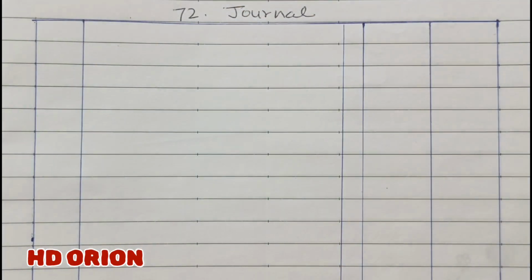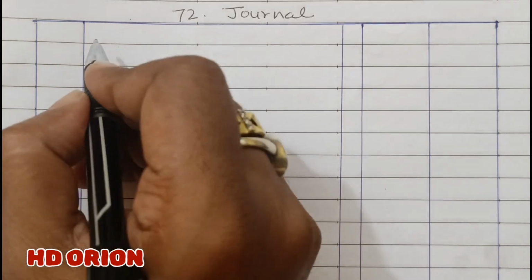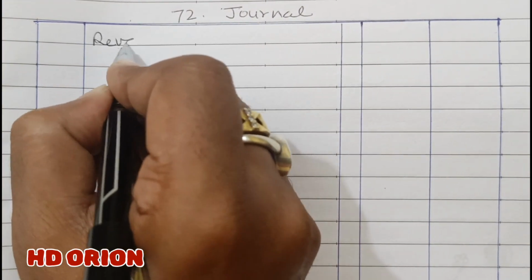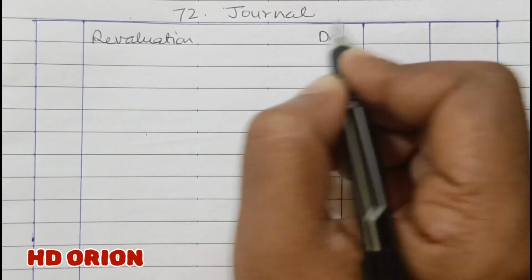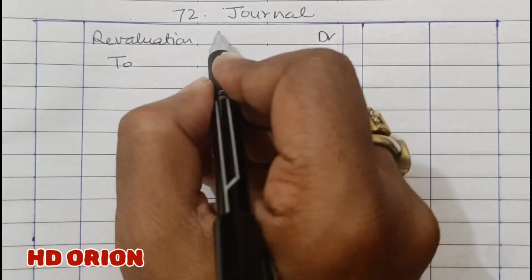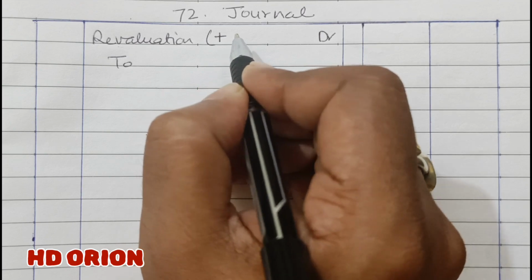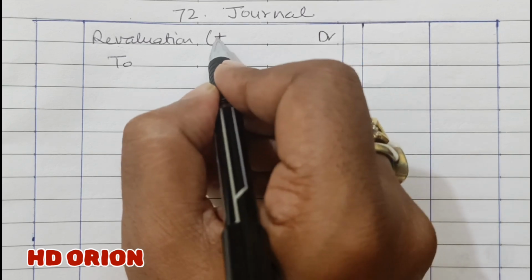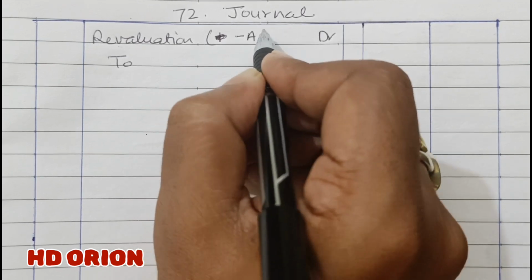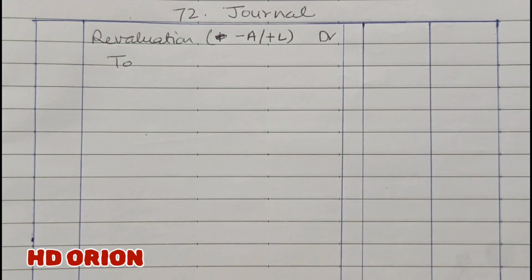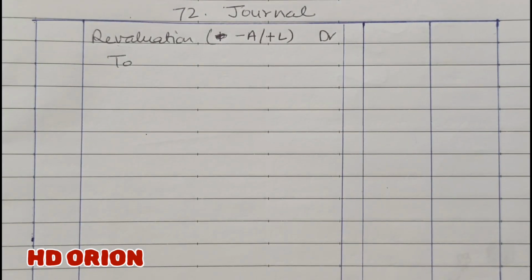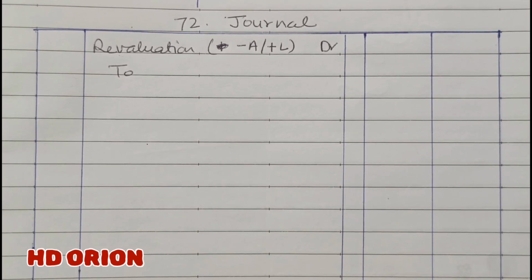So journal entries related to revaluation of assets and liabilities. So let us see revaluation account debit. Revaluation account debited. When is revaluation account debited? When there is decrease in asset or increase in liabilities. So which are the cases? Reading the question, by reading the question you will understand.